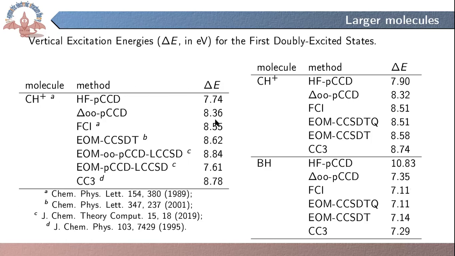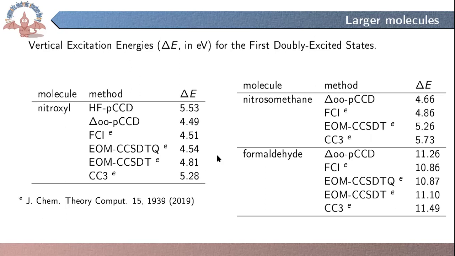And it also compares very favorably with the other more computationally demanding methods such as UM-CCSDT and other UM methods built on top of PCCD. So going to slightly larger molecules, nitroxyl, nitrosomethane, formaldehyde, it is the same story. In particular here for nitrosomethane, we couldn't even locate a double excited state with canonical Hartree-Fock orbitals, or perhaps we did, but extremely far off in energy.